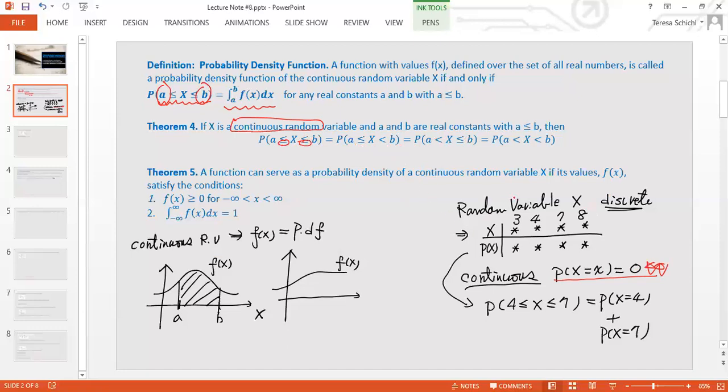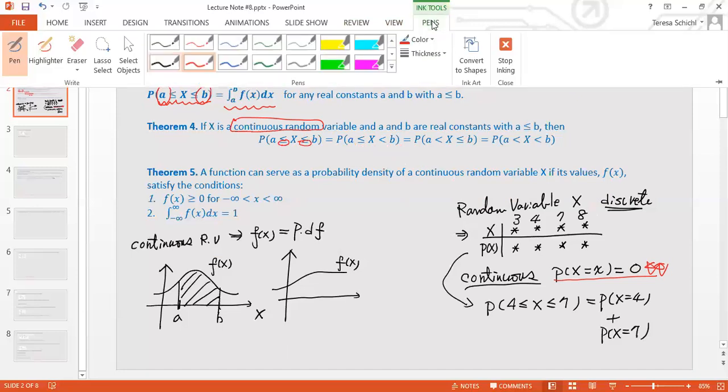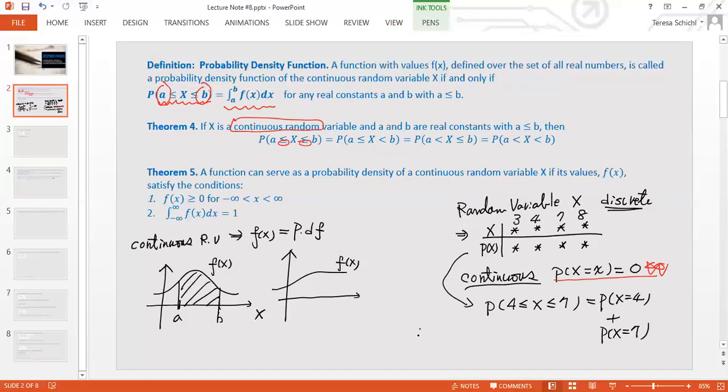When we talked about the discrete random variable, we had two characteristics, if you remember. What are the two characteristics? First, every probability P of x has to be greater than or equal to 0. The same characteristic has to be true for the continuous case. Then for the discrete, if you add up P of x over all the x values, this has to be equal to 1.